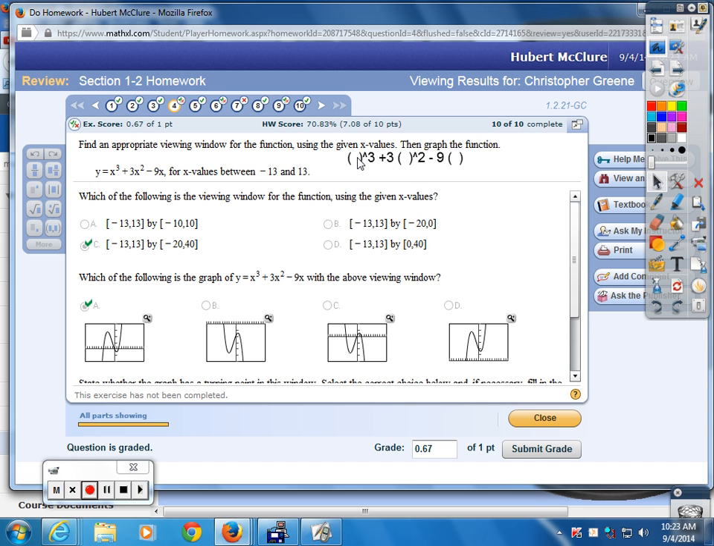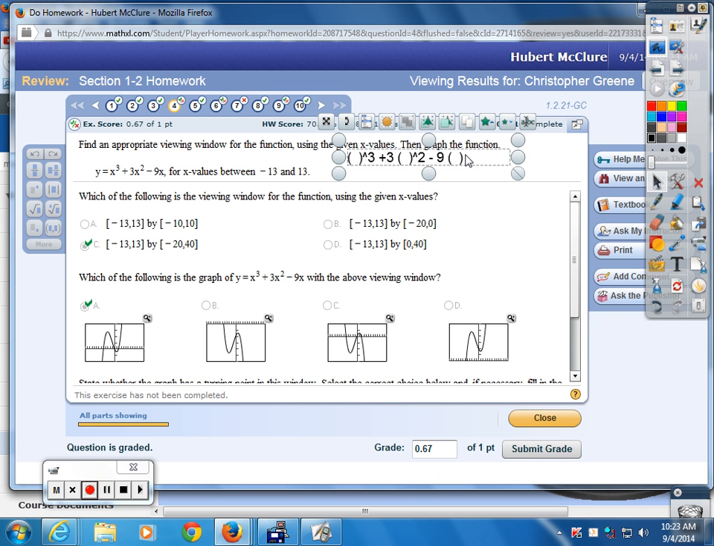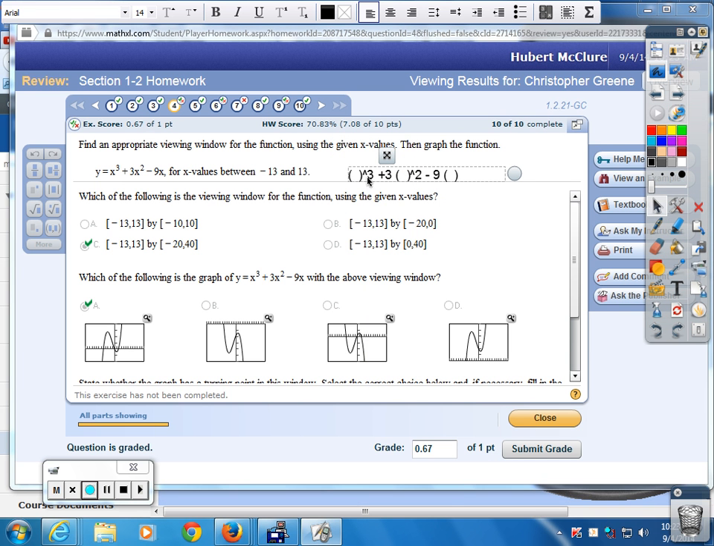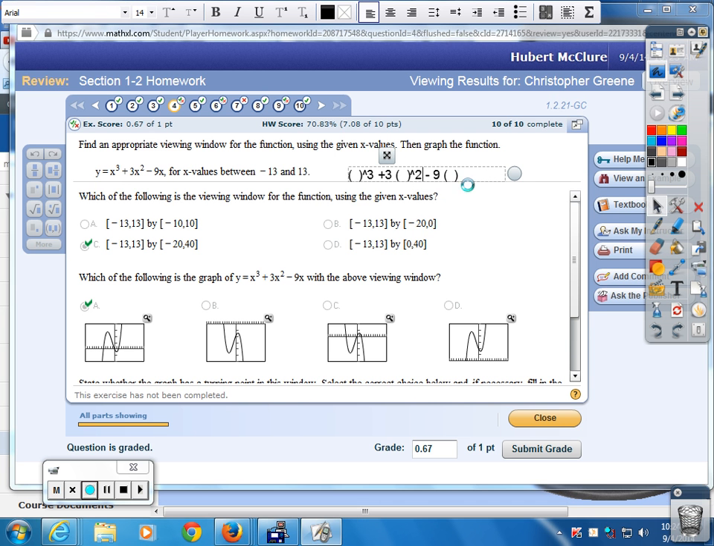I'm a little behind. I thought this was a problem I already did, but it wasn't. So what are you telling me? Tell me what you need. Find an appropriate viewing window. Say again. Find an appropriate viewing window for the function using the given variables and graph the function.